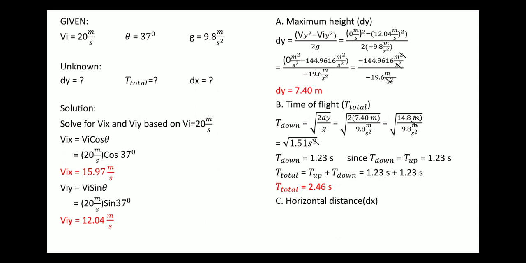And last, for the dx formula, Vix times time. So Vix 15.97 times 2.46 seconds. Cancel s. Then the product is 39.29 meters. So that's all for now.